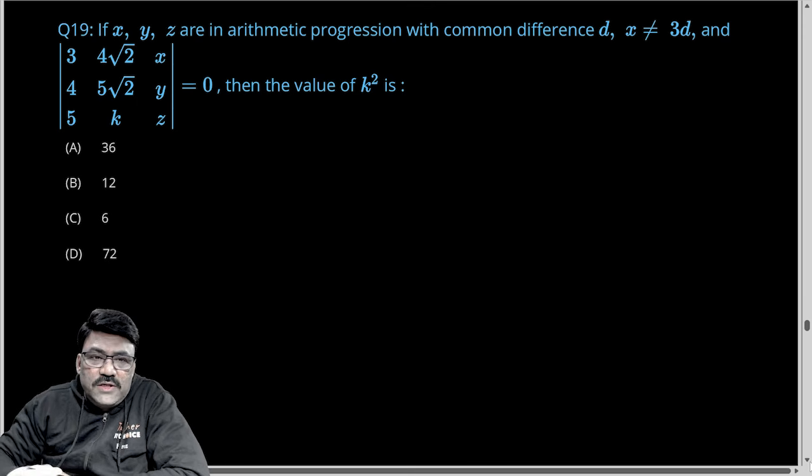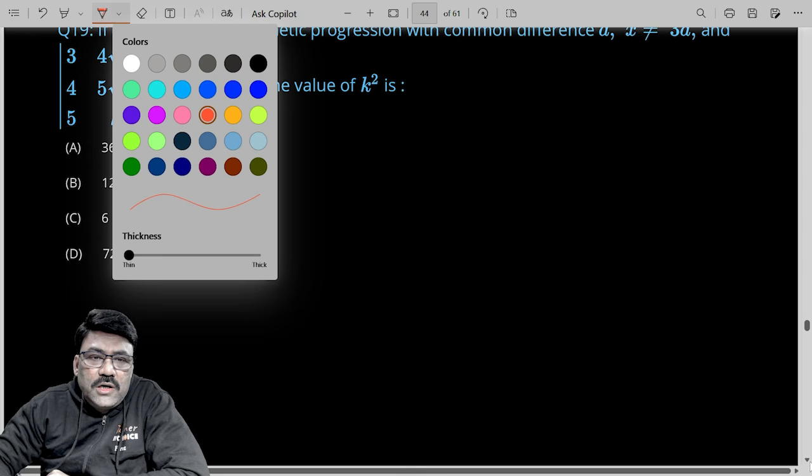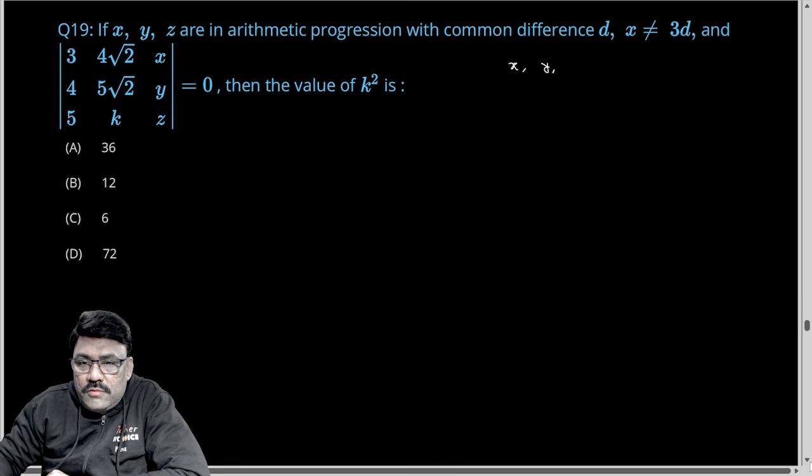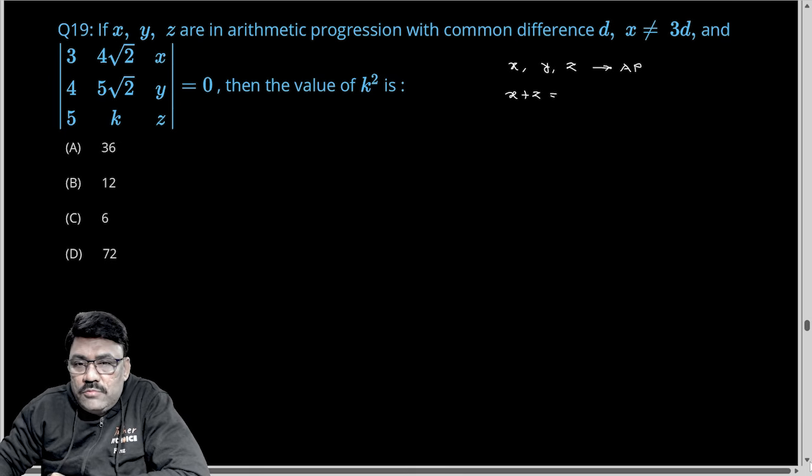So see, it is given that X, Y, Z are in AP. So hence I can say that X plus Z is equal to 2Y, or I can say X plus Z minus 2Y is 0.